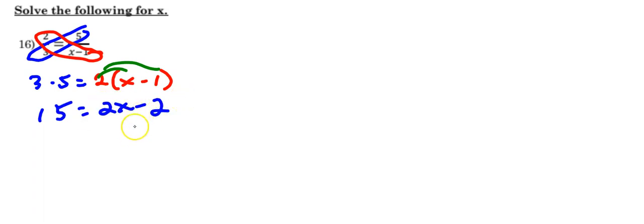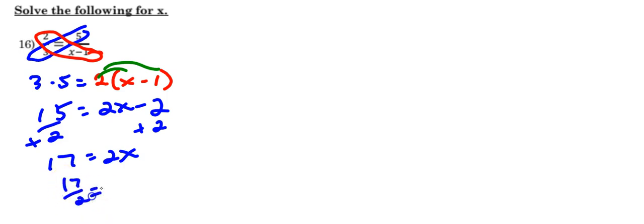And now we're doing simple algebra. Add 2 to both sides because we're trying to solve for x. It's not divided by. So that's 17 equals 2x, and 17 over 2 equals x. You can leave it like that, or you could reduce it to a decimal. It can't be reduced any further as a fraction.